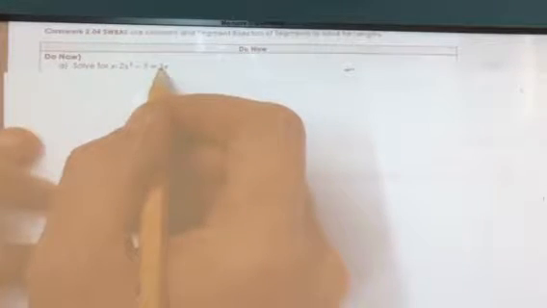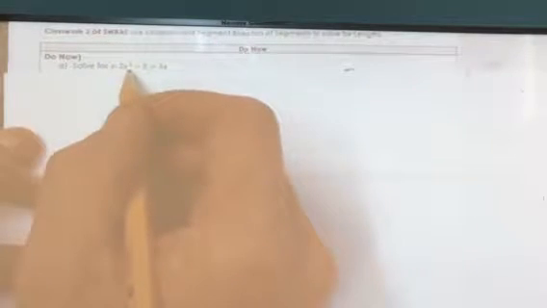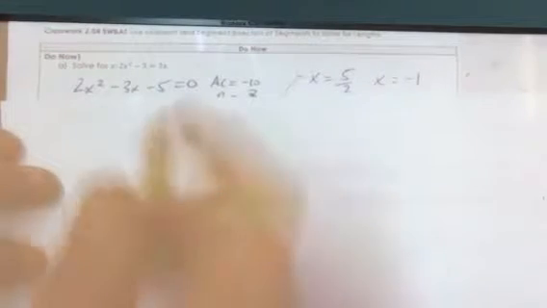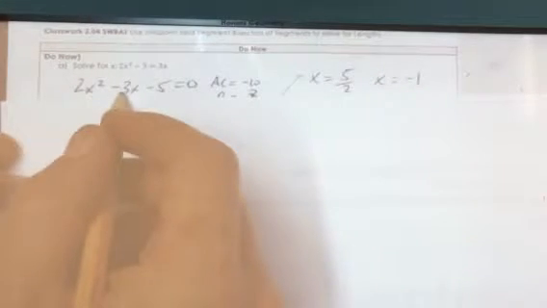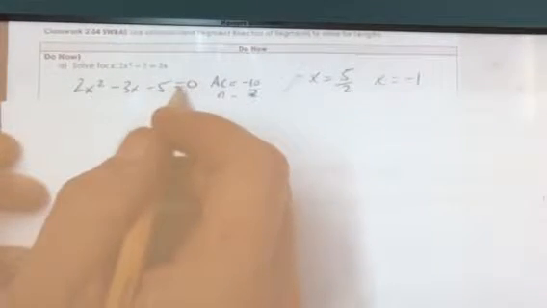All right, objective 2.04, the do now. We see a quadratic, 2x squared minus 5 equals 3x. So this quadratic needs some help to get into standard form. To be set equal to 0, we need to subtract 3x from both sides and get 2x squared minus 3x minus 5 equals 0.